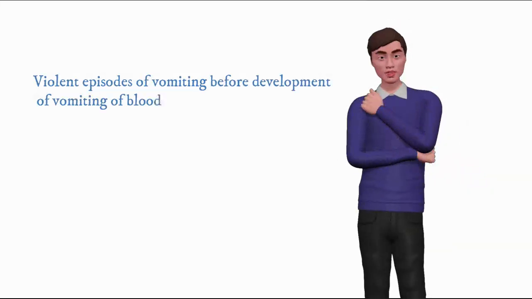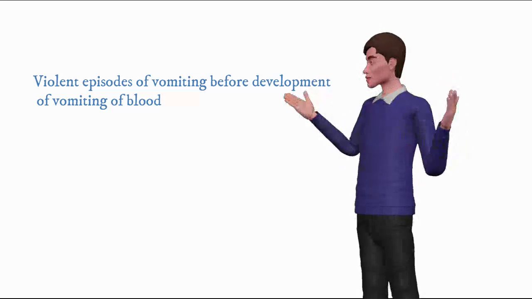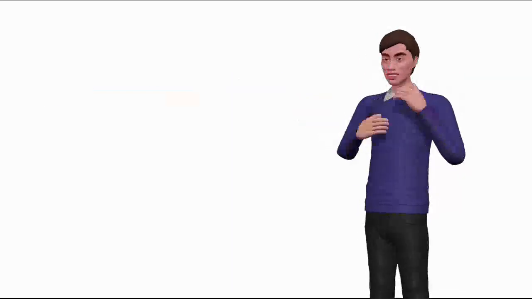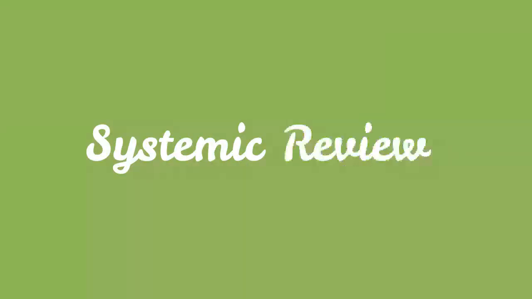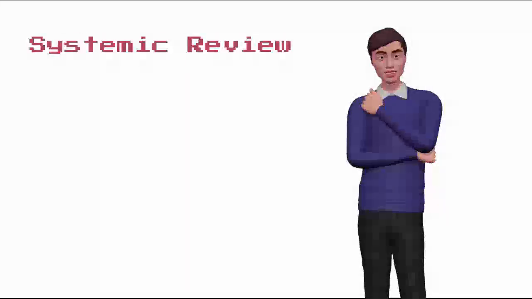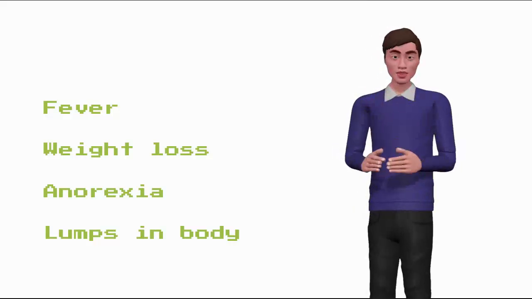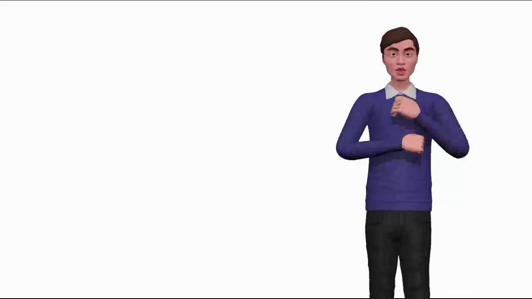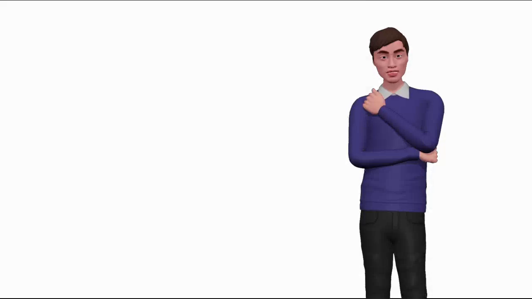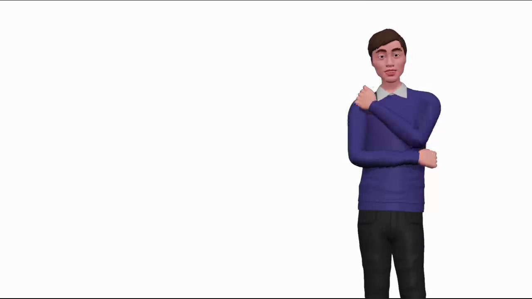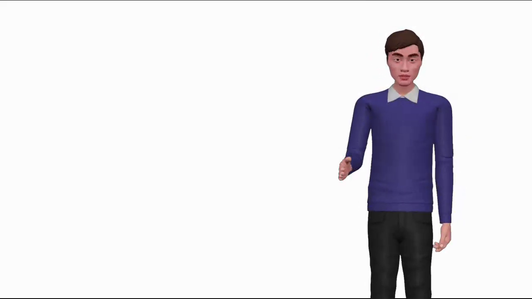The next question is to rule out a Mallory-Weiss tear. Ask about violent episodes of vomiting before development of vomiting of blood. In systemic review ask about fever, weight loss, anorexia, lumps in the body. Remember, if you have already asked these questions before, then do not repeat them in systemic review, as time is short, and it gives a bad impression.